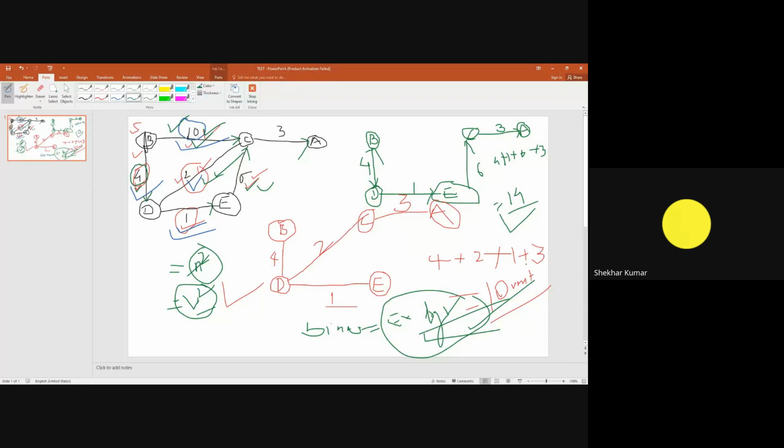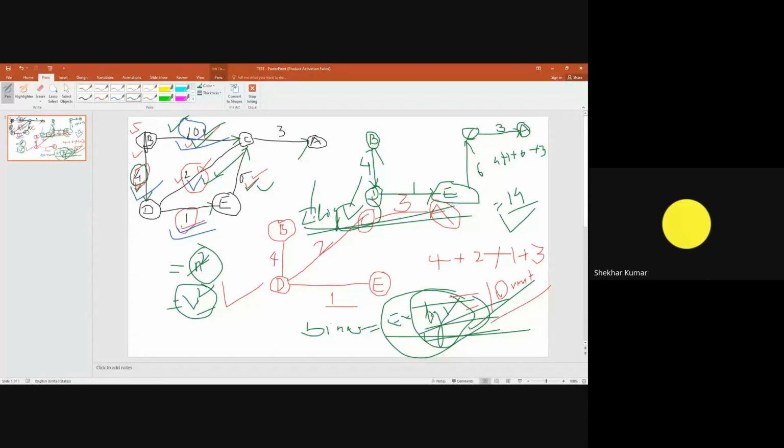So the complexity of Prim's algorithm is E log V, where E is the total number of edges and V is the total number of vertices. Now we will not discuss how this log n comes, because we have already discussed how the height of the tree is log n in the first part. Is it clear? Yes, sir, it is clear.